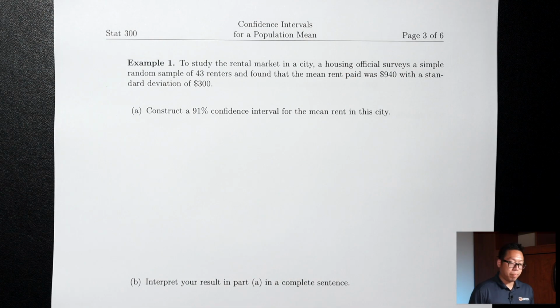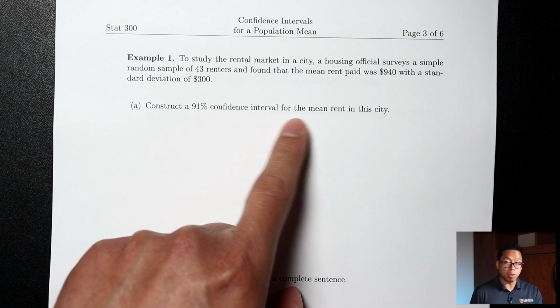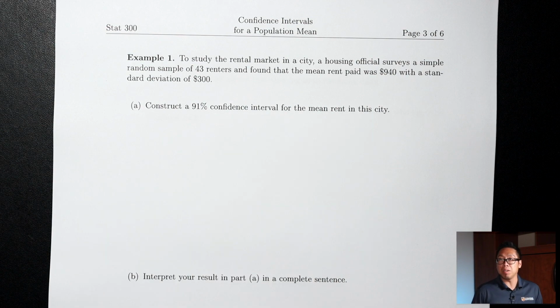Let's try some examples. Example 1. To study the rental market in a city, a housing official surveys a simple random sample of 43 renters and found out the mean rent paid was $940, with a standard deviation of $300. Part A, construct a 91% confidence interval for the mean rent in this city. The first thing we need to decide is whether this is a proportion or a mean type question. I think it's pretty easy to tell because it says here, construct a 91% confidence interval for the mean. Okay, this is definitely going to be a mean question.